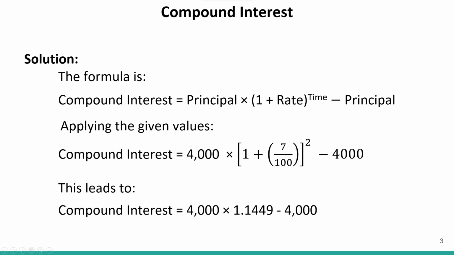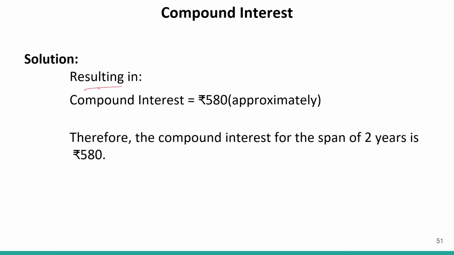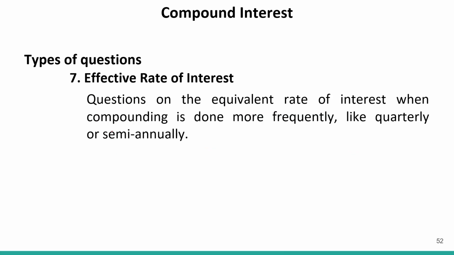For the compound interest, the formula is principal into 1 plus rate whole power T minus principal. So the principal should be written here. Okay, so applying the given values, compound interest is equal to 4,000 into 1 plus 7 by 100 whole power 2 minus 4,000. So compound interest is 4,000 into 1.1449 minus 4,000, resulting in approximately 580. So the compound interest for the span of 2 years is 580 rupees. So let's see the seventh kind of question, that is effective rate of interest.